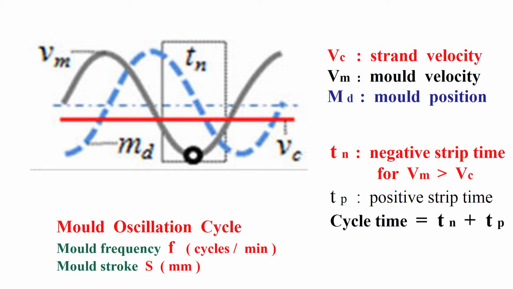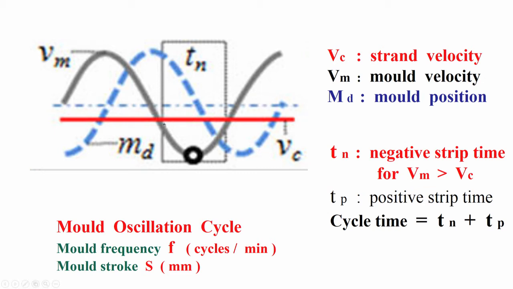Now, this red one, what is this red line? This red line is the Vc, Vc is the strand velocity, which is nothing but casting velocity. You are pulling the solid shell with the help of the dummy bar towards down, that means below the mold, you are pulling it. So, this helps in imparting a certain velocity to the strand or the solid shell. So, this is called casting velocity.